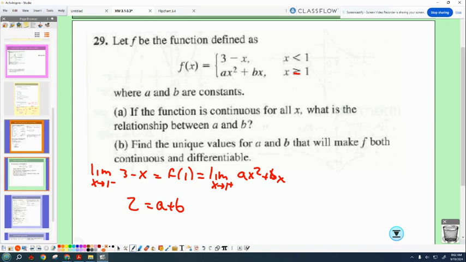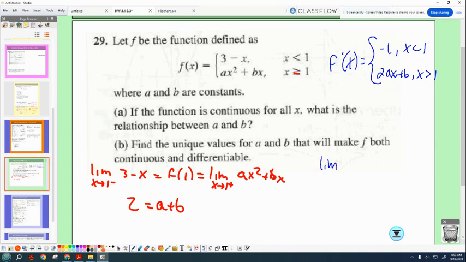Sadie, I need to find another equation with 2 unknowns, I need another equation. Or you find the derivatives. Okay. So what's the derivative of my piecewise? It's negative the top one, and then 2x plus... Okay. For it to be differentiable, the slope from the left has to equal the slope from the right.